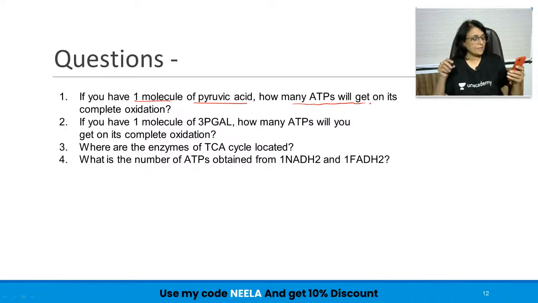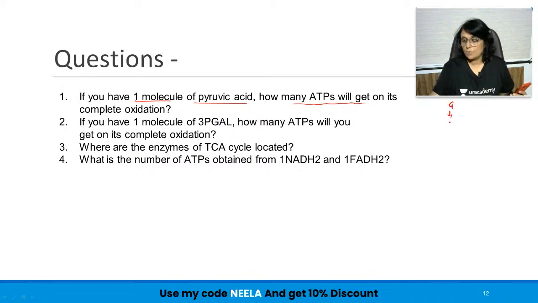And do you think this answer is correct? Kalai says 12 ATPs, same as Hiren. Are you sure whether this answer is correct or not? Because we will be talking about this question right now. Rashmi also says 12 ATP. Now, see what the answer is going to be.